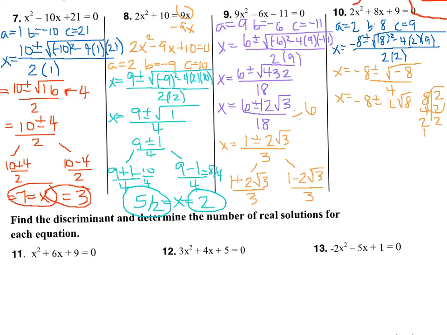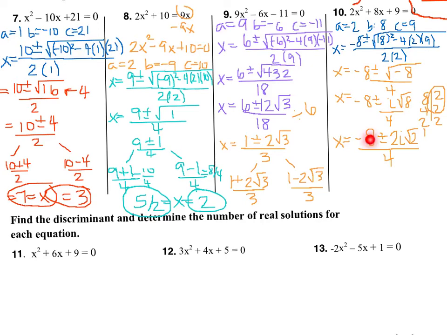And I see I can bring out a group of 2's, so I'm simplifying it even more. So x equals negative 8 plus or minus a group of 2's comes out with my i, and one of my 2's is just left under by itself, over 4.